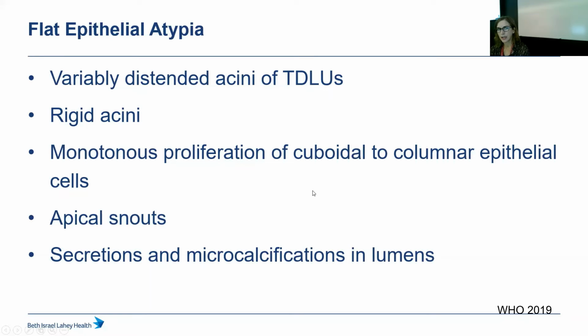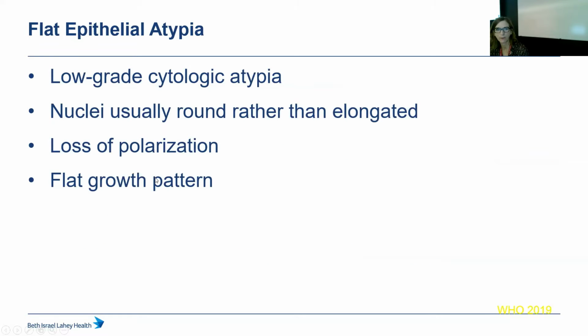Flat epithelial atypia differs from the other two entities in that it has a monotonous proliferation of cuboidal to columnar epithelial cells. And I would say the feature that I find very helpful is that the acini become very rigid. They have that sort of rigid architecture, even though flat epithelial atypia has no true architecture. The acini and the lining epithelial cells still seem to try to have architecture in the way that ADH and low-grade DCIS do, and I'll illustrate that for you shortly.